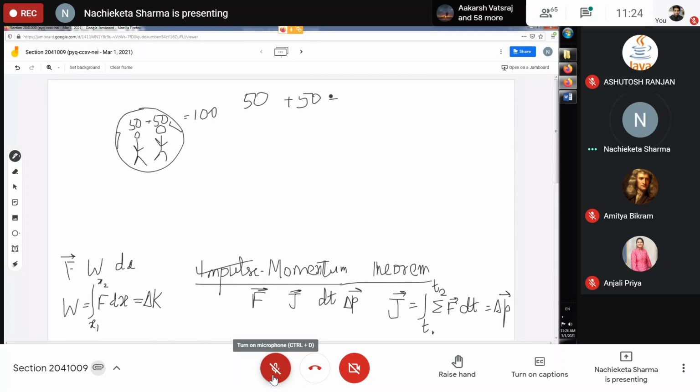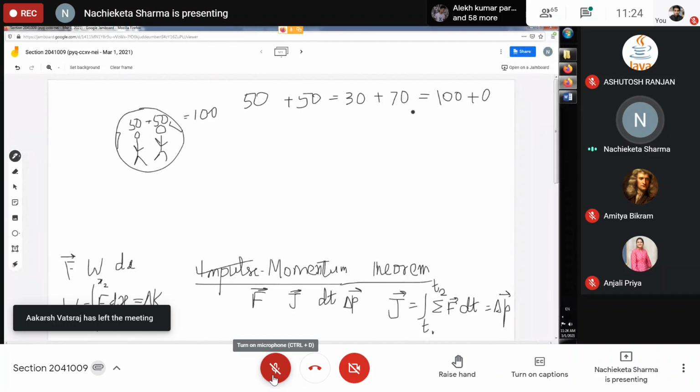If one person takes 20 rupees from his friend, then this will become 30 plus 70. If the other person takes all the 50 rupees, then this can be 0 plus 100, or 100 plus 0. All kinds of possibilities are there. But whenever you add them, you can never get less than 100 or more than 100. That means individually there are changes, but the sum always remains constant.